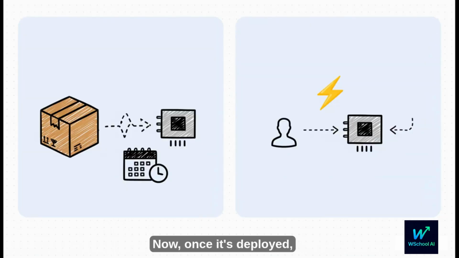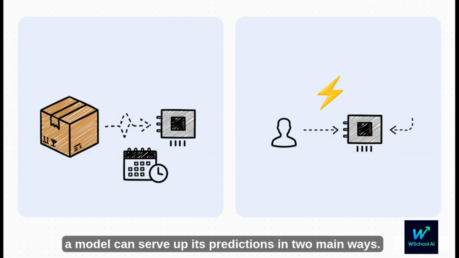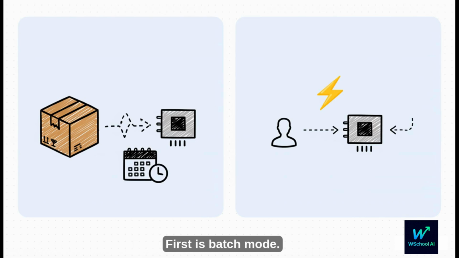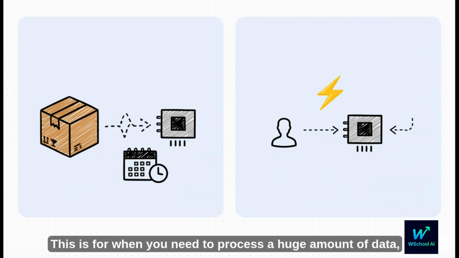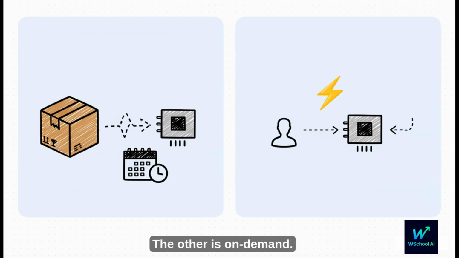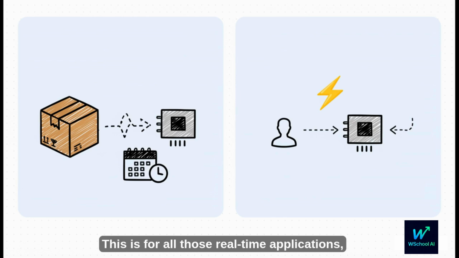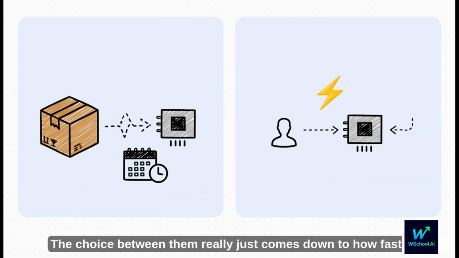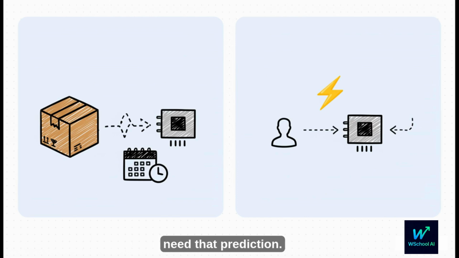Now, once it's deployed, a model can serve up its predictions in two main ways. First is batch mode. This is for when you need to process a huge amount of data, and it's okay if it takes a little while to get the results. The other is on demand. This is for all those real-time applications like a recommendation engine on a shopping website where you need an answer in milliseconds. The choice between them really just comes down to how fast you need that prediction.